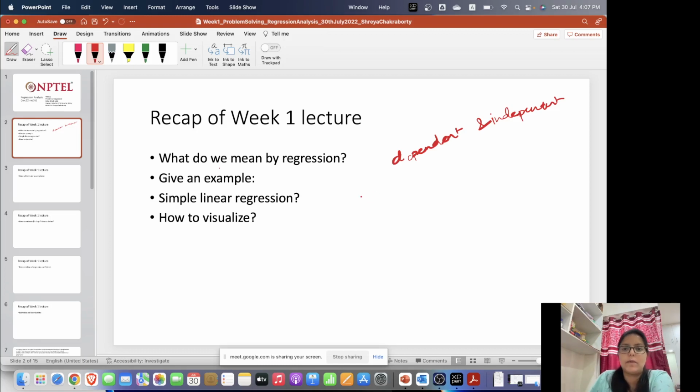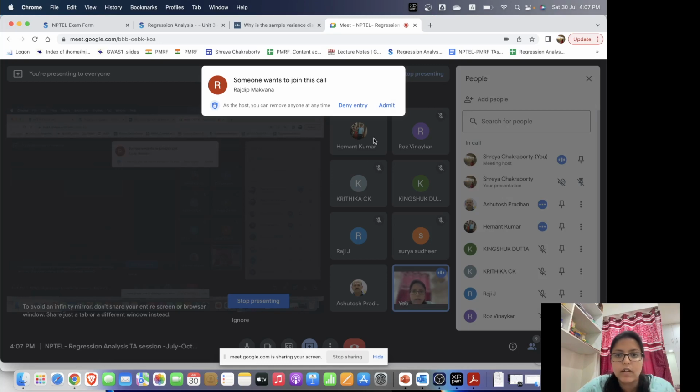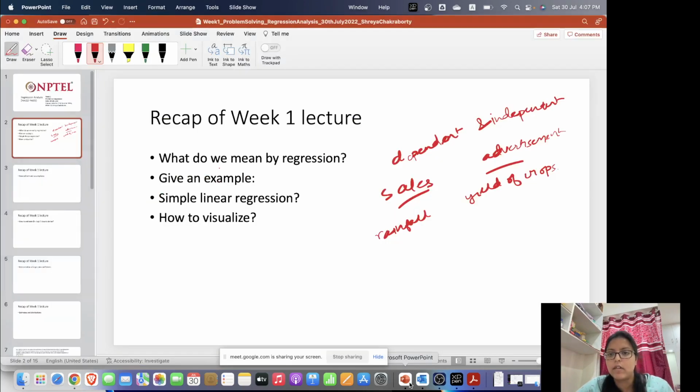Suppose I give an example. Suppose there is sales and advertisement. Sales depends on advertisement, so sales is the dependent variable and advertisement is the independent variable. Now, if I give you a situation, let's say rainfall and yield of crops, which one do you think will be the dependent variable and which will be the independent variable? Yield of the crop is the dependent variable and rainfall is the independent variable, because the yield of the crop is dependent on rainfall.